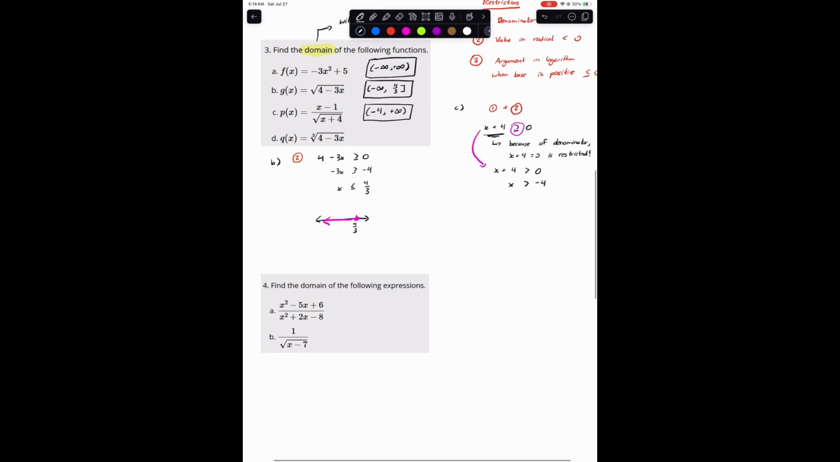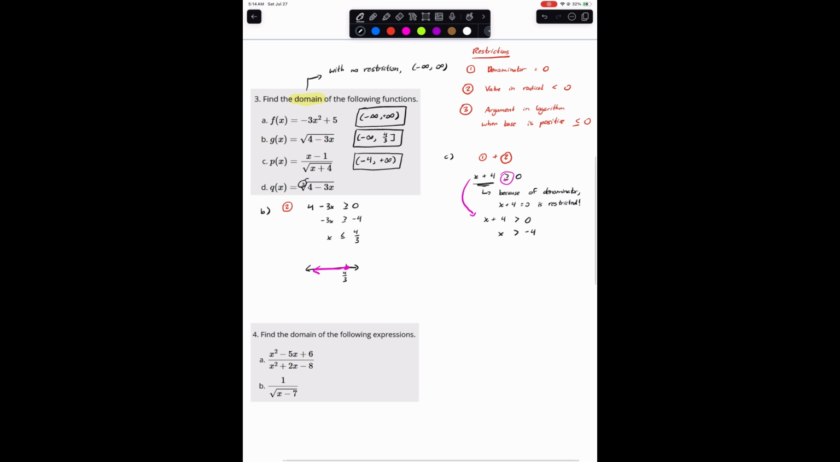And for part D, right, we have a radical, but this is odd. So let me clarify for this one. A radical with even root. We have an odd root, and odd roots can have negatives, so this is perfectly fine. Our domain is then negative infinity to positive infinity. And that is question 3.